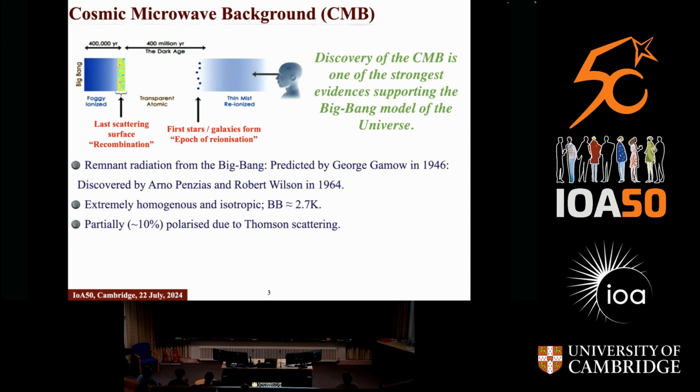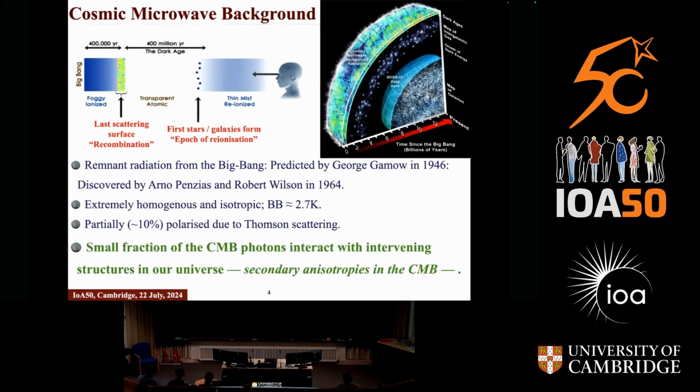Later, as the universe expanded and further cooled and started forming structures, we have the first stars and galaxies. These first stars and galaxies are emitting ultraviolet photons, and these photons are reionizing the universe. The CMB is extremely homogeneous and isotropic. It's nearly black body radiation with temperature around 2.7 Kelvin. The CMB is also partially polarized due to Thomson scattering at the time of recombination. The other most important detail for this particular talk is that the CMB is the most distant light that we can ever observe, and it's present in all directions.